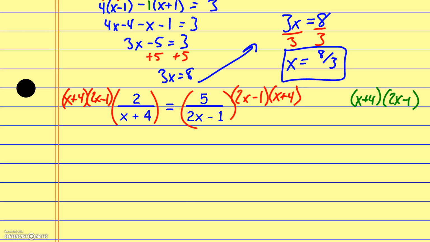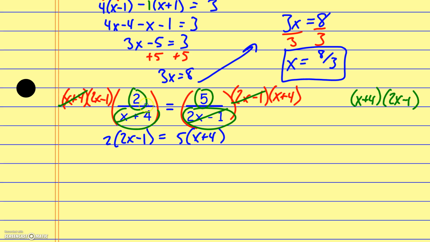What happens is on the first side, the x plus 4's cancel. On the second side, the x minus 1's cancel. And so what I have here is 2 times the 2x minus 1. Over here, I have 5 times the x plus 4. And really, that's the same result I would get had I cross-multiplied. All right? So if you recognize that you just have 2 fractions equal to each other, and that's the only 2 pieces you have, feel free to cross-multiply and make this a lot easier on yourself. So here I do the 2 times the 2x minus 1, and then the 5 times the x plus 4.